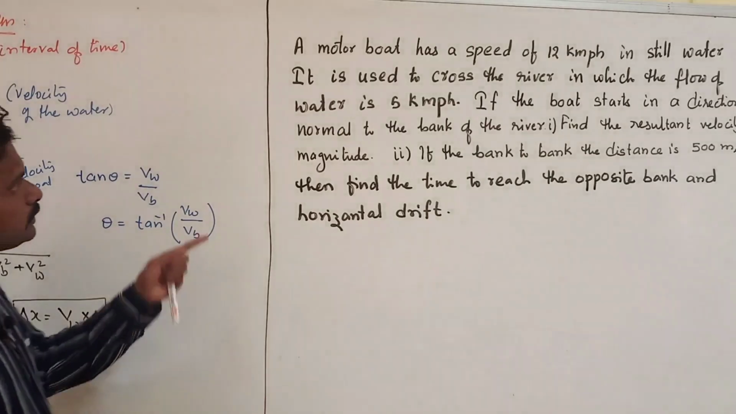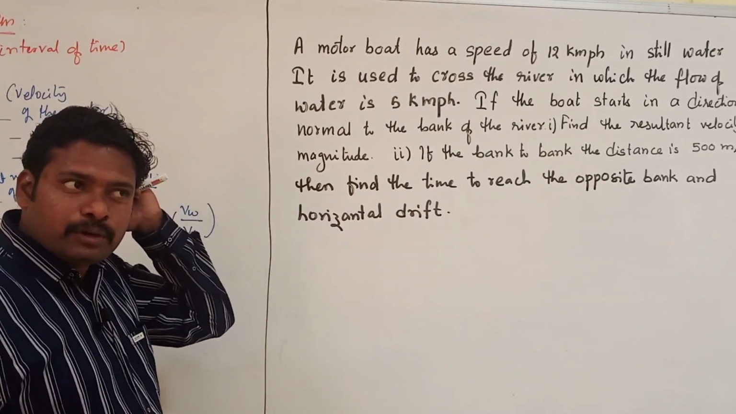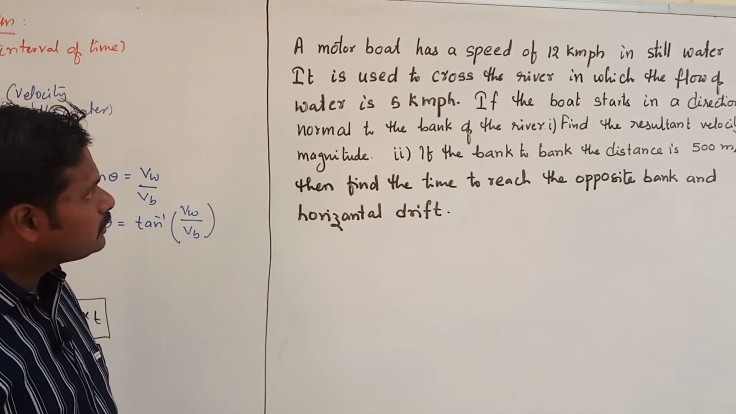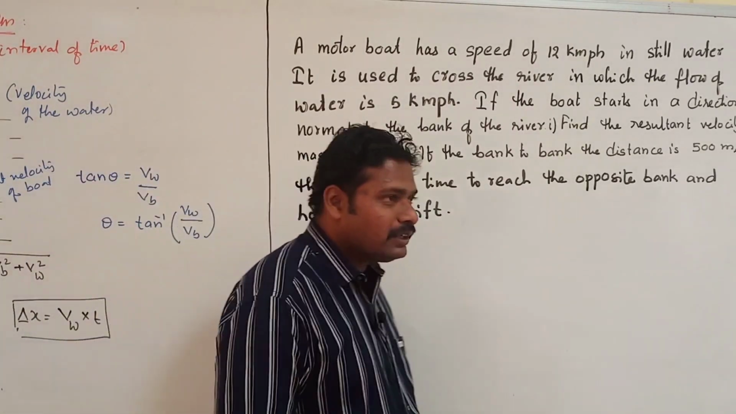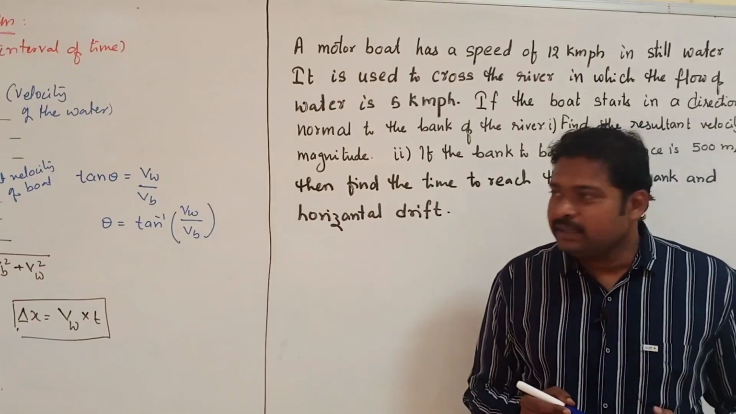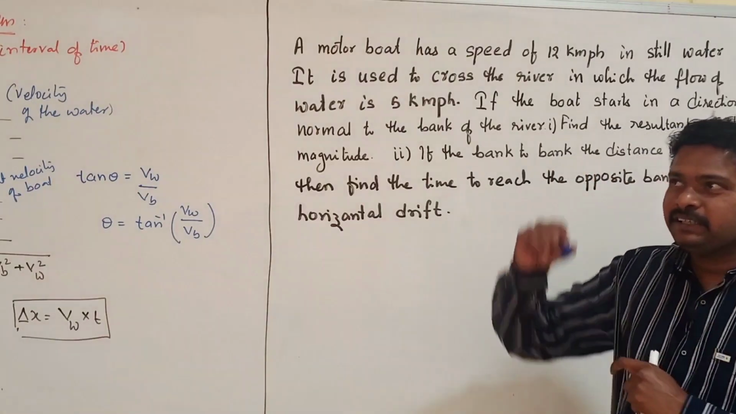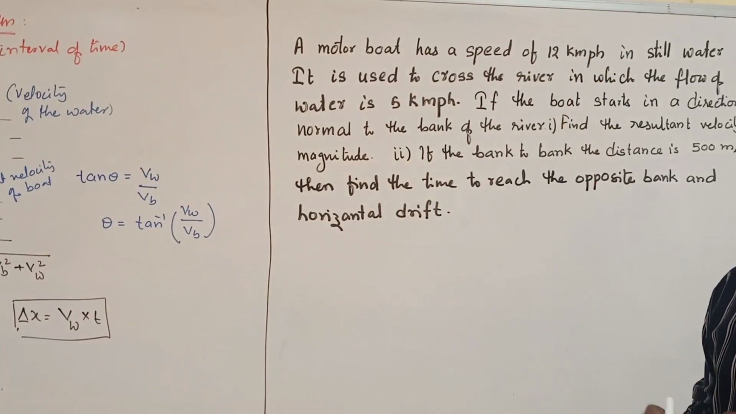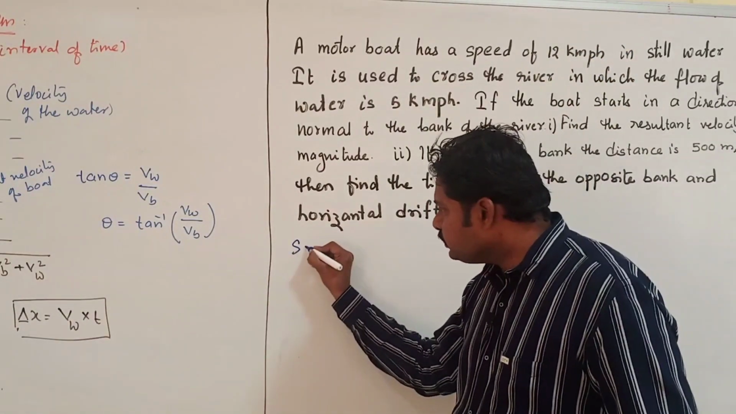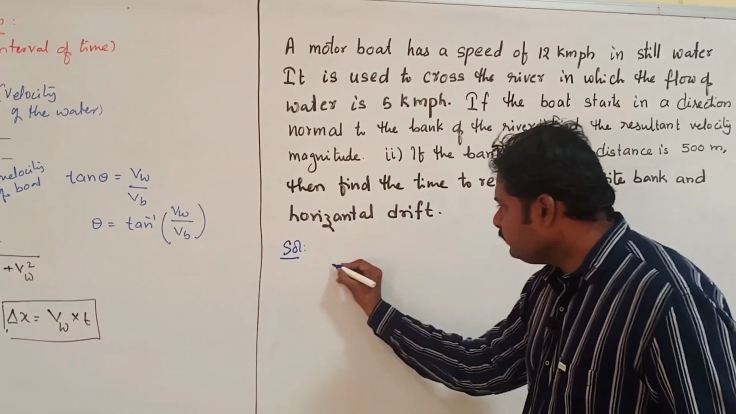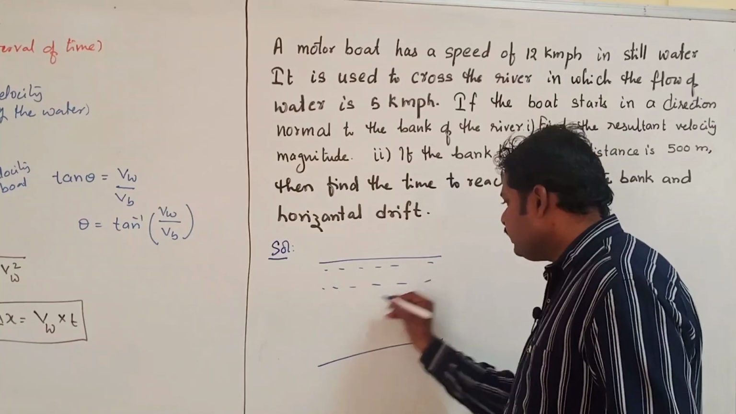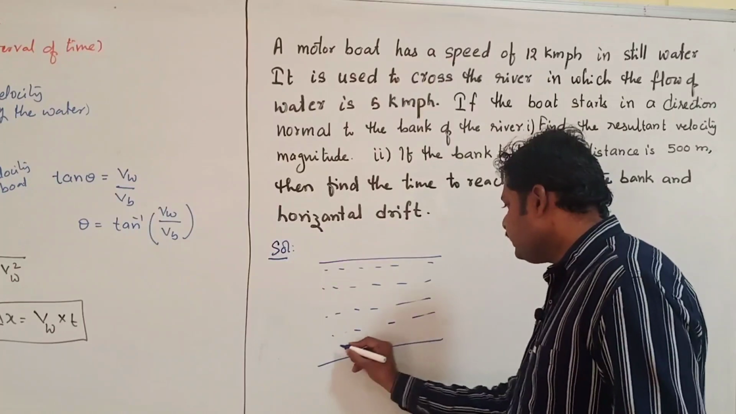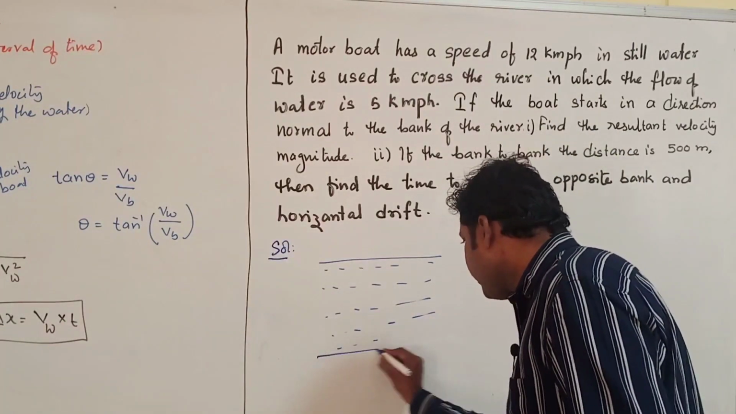Now the problem is the simple problem we have learned and the same application. Here boat speed is given, water speed is given. We have to find the resultant velocity of the boat, the time taken to reach the opposite bank, and the horizontal drift shifted in the horizontal direction on the opposite side. Let's see the simple solution. First we analyze the diagram. This is a bank, the opposite bank, and this is water. Generally water in the river is flowing with some speed, right?